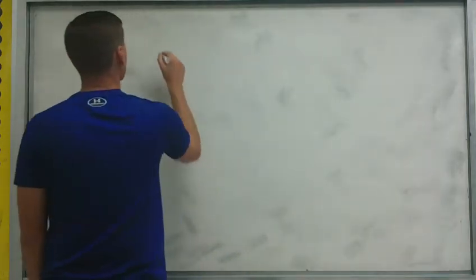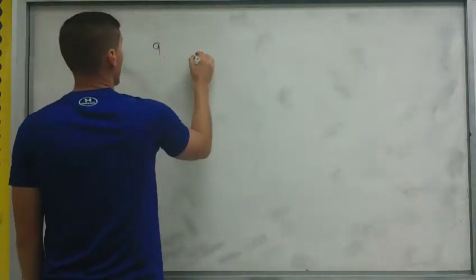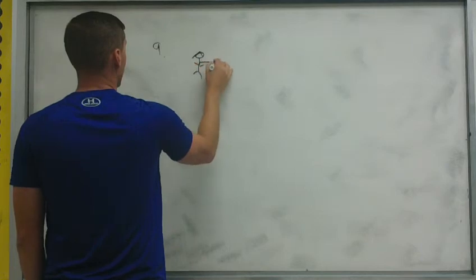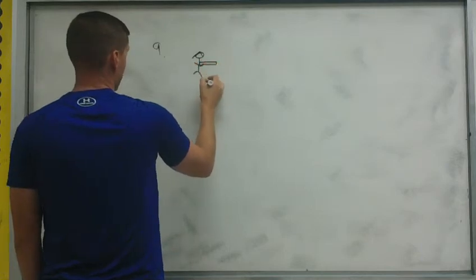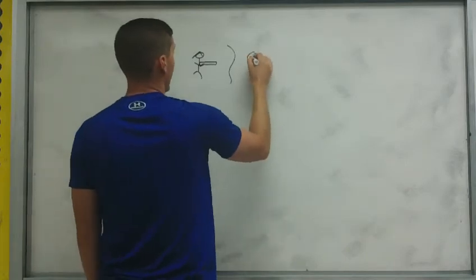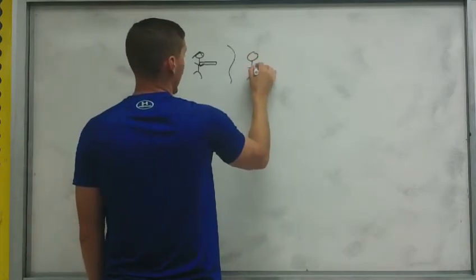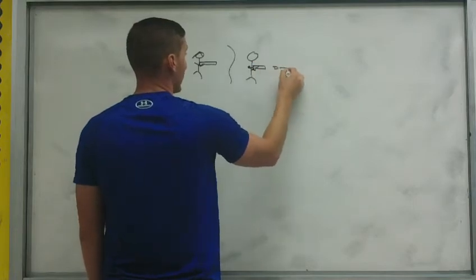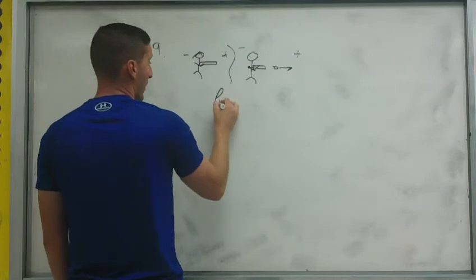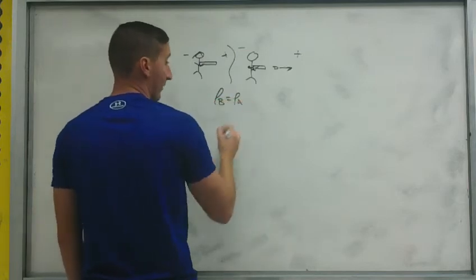So, number 9. Now the girl is holding the gun tightly. It's against her body. Then when she fires, it's still going to have a little bit of recoil, so I'm still going to draw it, and the bullet's still going to go out. So positive, negative, positive, negative. So I start with momentum before is equal to momentum after.